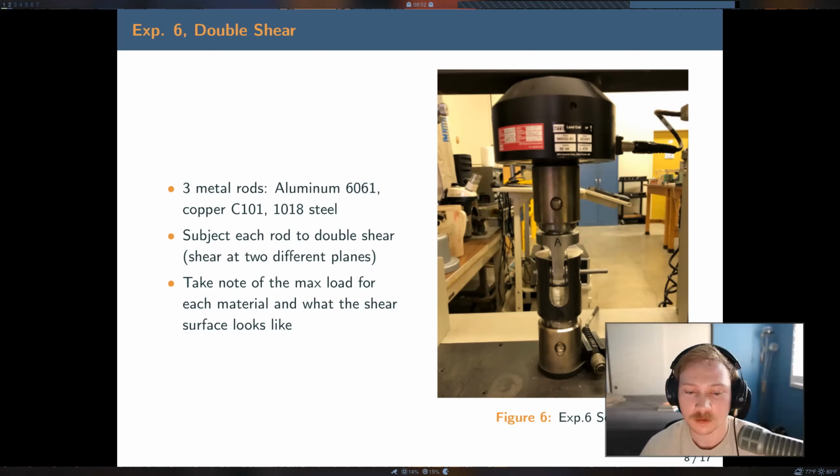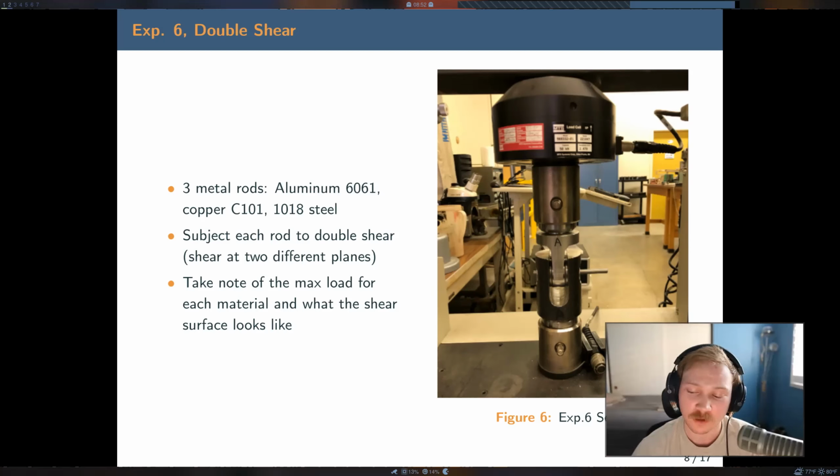You'll see that copper smears, which is the word that we use. It smears quite a lot because it's a ductile material. So it's kind of a cool lab. It's not my favorite, to be honest, but it's an easy one that's still kind of interesting at the end of the semester.